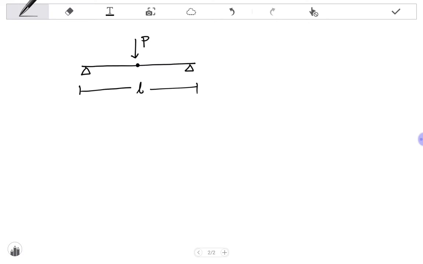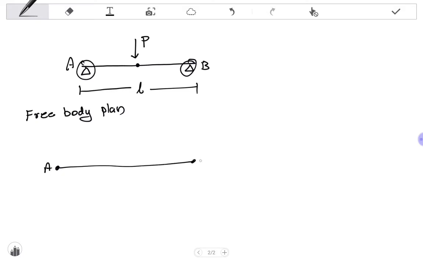Now we have to draw a simple diagram for the calculation purpose. That diagram is the free body diagram. In the free body diagram we will give these two points a name, let's assume A and B. This is A, this is B, and the weight is acting at a point, let's give it the name C.